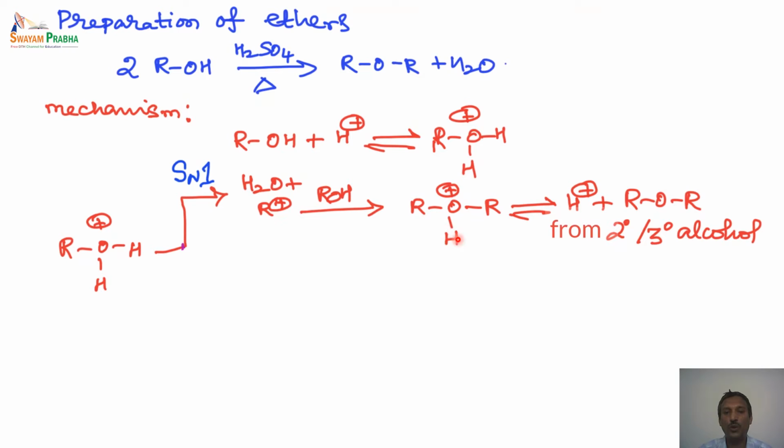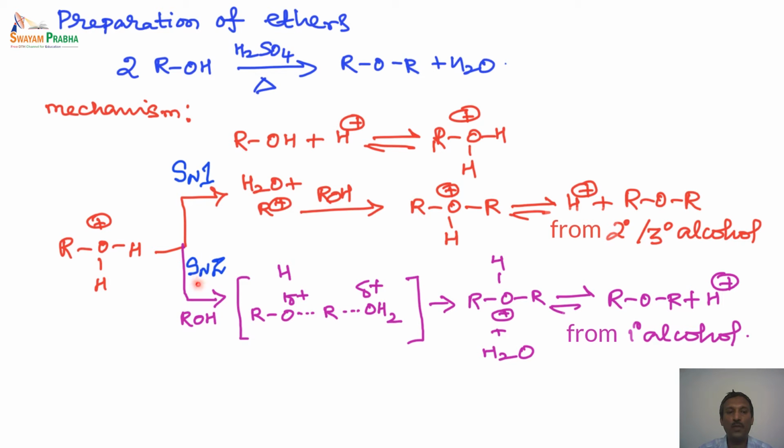This loses a proton because the bond is broken and the oxygen is electronegative, so it pulls the electron towards itself to produce the ether, and the acid, because we started off the reaction with the H+ ion, is regenerated in the last step, so it is a catalyzed reaction. This is the preferred method for ether formation from secondary and tertiary alcohols, because basically this is an SN1 mechanism, and we already know the SN1 mechanism is favored by secondary and tertiary alcohols.